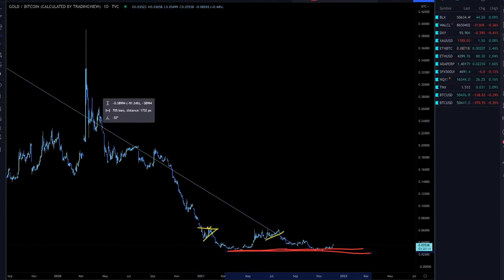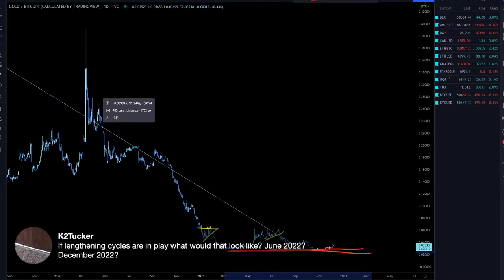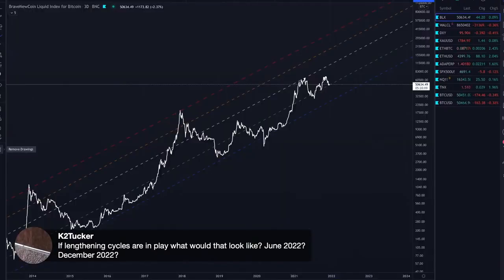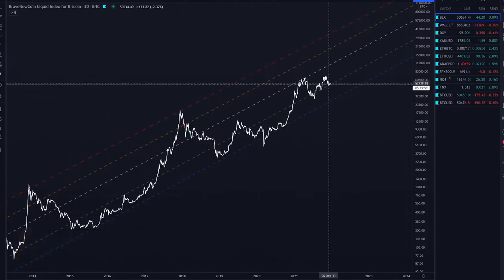Is lengthening cycles in play? What would it look like? If lengthening cycles are in play, in my opinion, we are looking at increasing returns. K2, I do not have a model if the current model breaks. I also think there's a strong possibility that if lengthening cycles are in play, it's going to get hard. When we take out the all-time high, there's probably a strong move, probably a small pullback, and then a bigger move up.